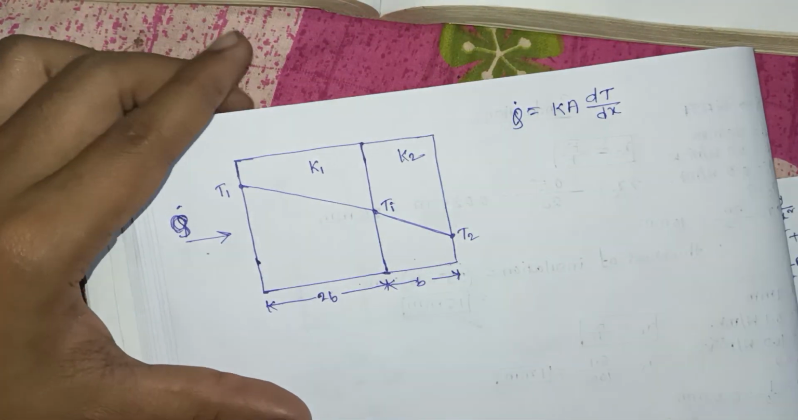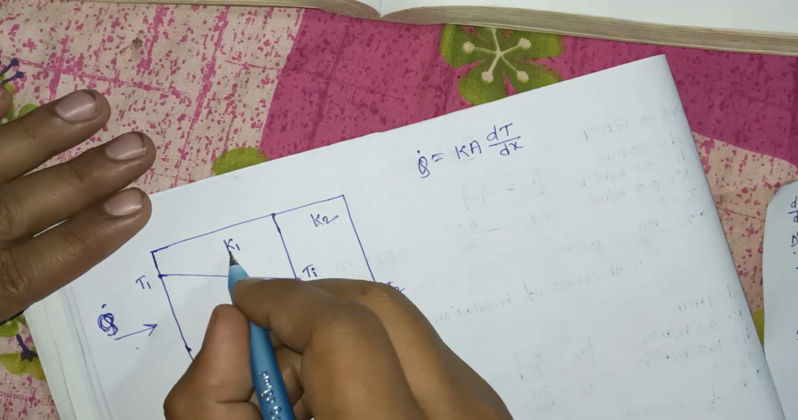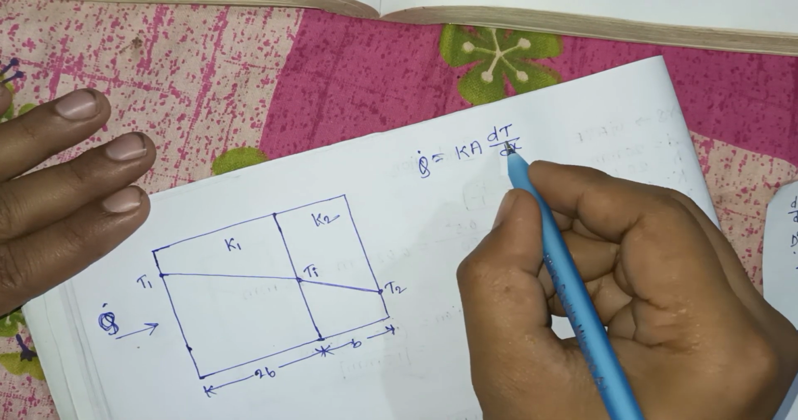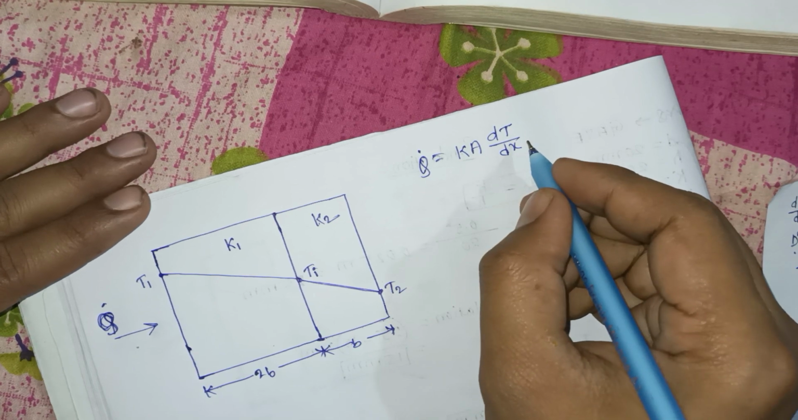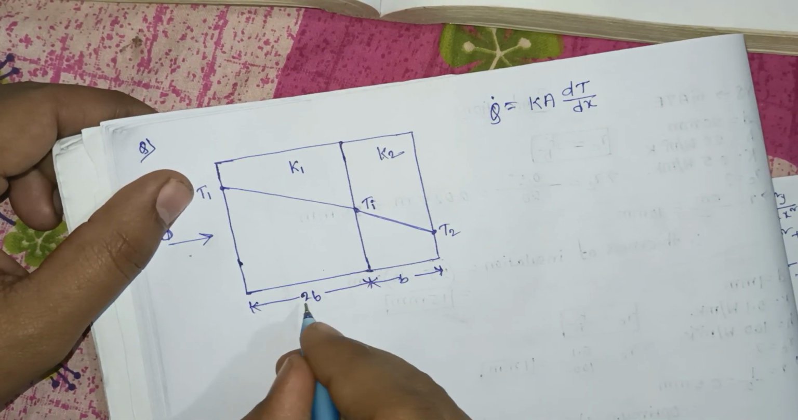So this area is given. Okay, so Q is equal to K, thermal conductivity, into area, into dT by dx. Means dT is T1 minus Ti, and dx means this 2b.